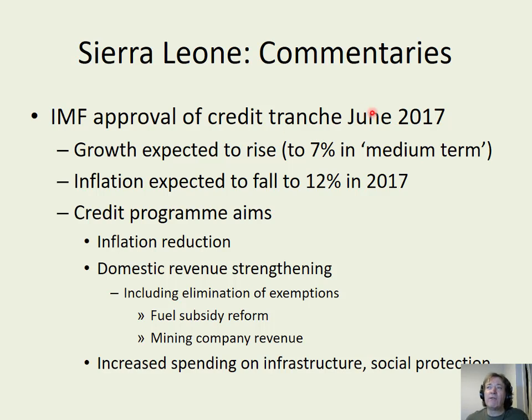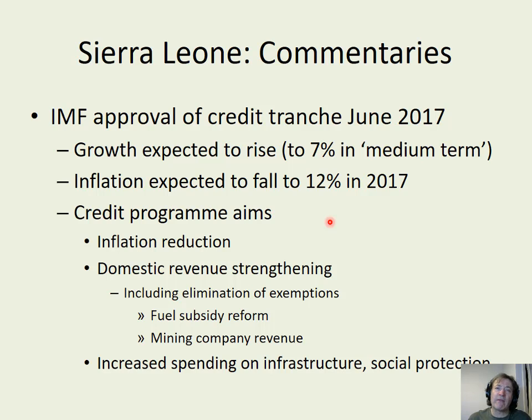So in June 2017, it turned out that the IMF had made a decision to approve what they call a tranche, a slice of credits, to the Sierra Leone government. And if you remember from the graph I showed you, the IMF credit or the external credit of various kinds makes a big contribution towards their spending. So it's a big deal for them that they approved. They're going to release some more cash.